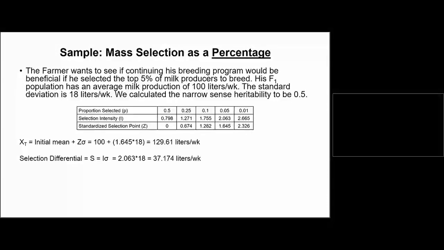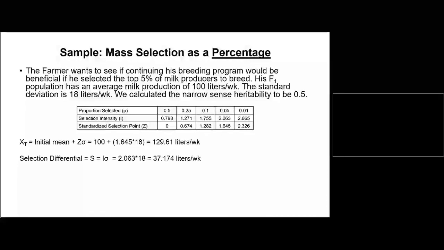S, the selection differential, is going to be I times the standard deviation. And again, I is going to come from this table. In this case, I is 2.063. Standard deviation is 18. So the selection differential is 37.174.